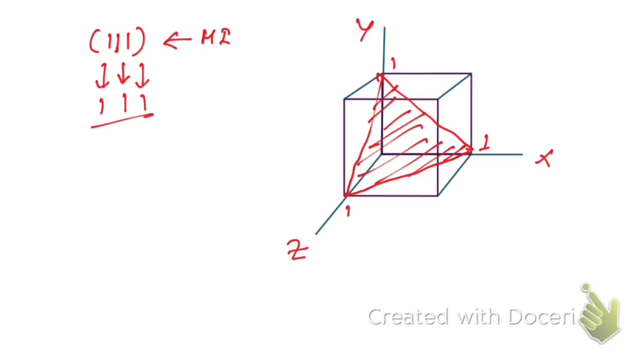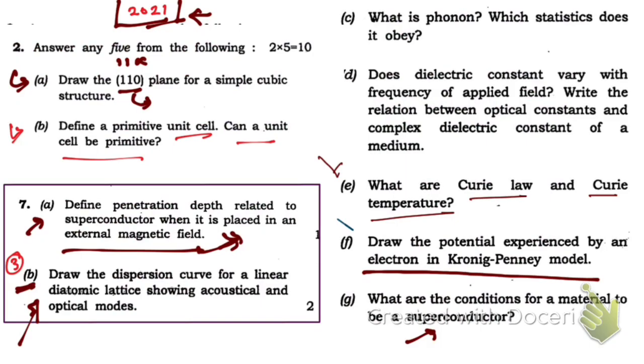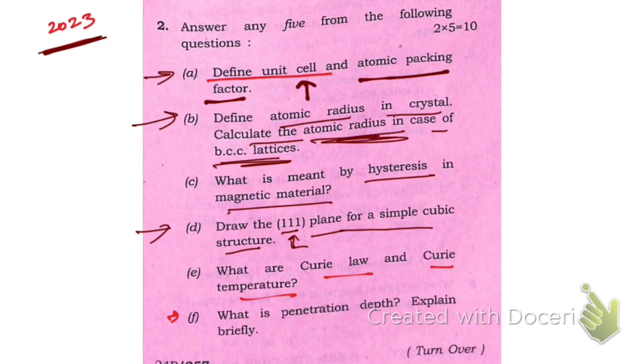Next question is, what are Curie law and Curie temperature? We have already done this question, right? Here you see, we have done just this one, question number 2E of 2021. So the same question is here. What are Curie law and Curie temperature? We have already given that. And what is penetration depth? Already defined and explained briefly.